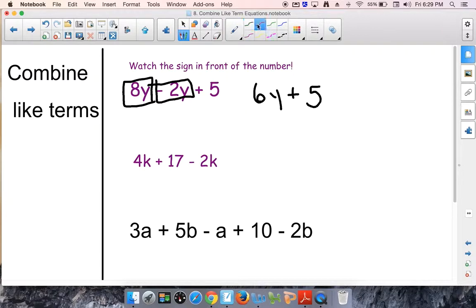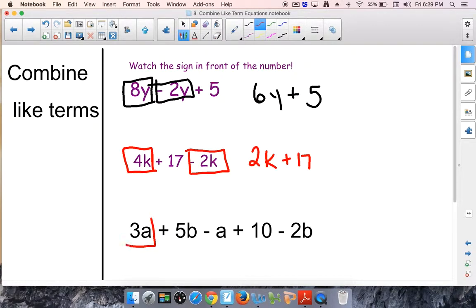Let's do the same thing here. In this case, I have 4k, positive 4k, and a negative 2k, or minus 2k. 4k minus 2k is 2k. And then we just bring over the constant, because there's nothing to go with it, plus 17. Let's say this also had a minus 10 on it. Then we would put the plus 17 with the minus 10 to get a plus 7. So this one's a big one now, so let's take a look.